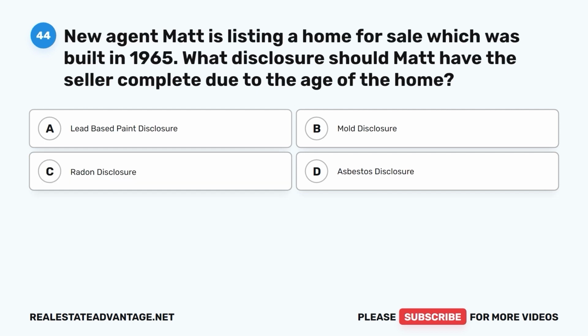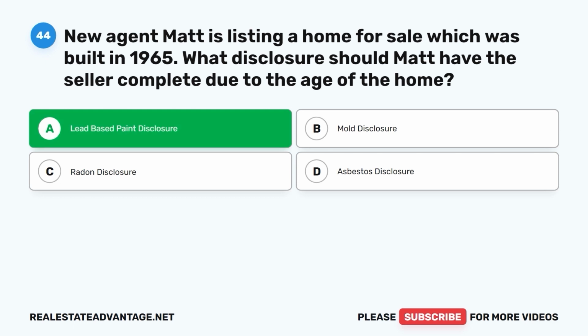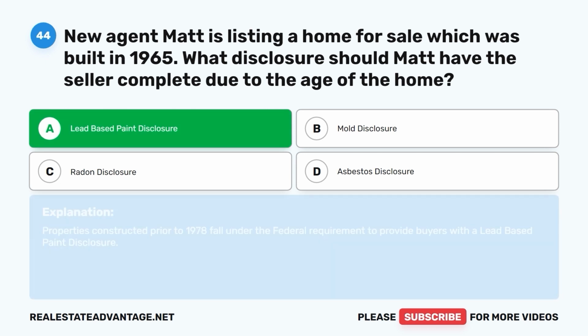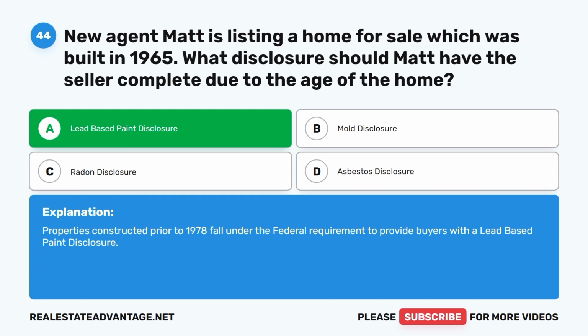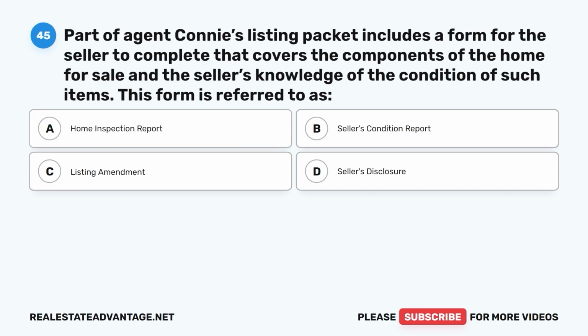Question 44. New agent Matt is listing a home for sale which was built in 1965. What disclosure should Matt have the seller complete due to the age of the home? A. Lead-based paint disclosure, B. Mold disclosure, C. Radon disclosure, D. Asbestos disclosure. The correct answer is A, lead-based paint disclosure. Properties constructed prior to 1978 fall under the federal requirement to provide buyers with a lead-based paint disclosure.